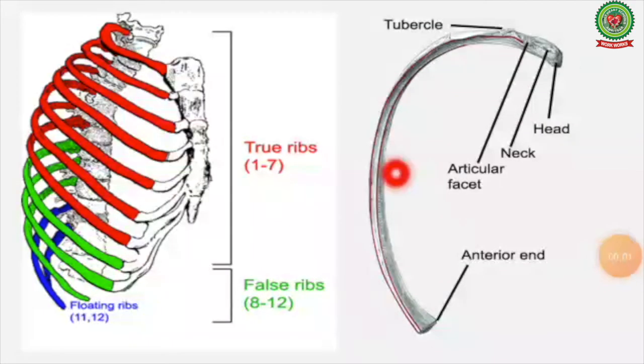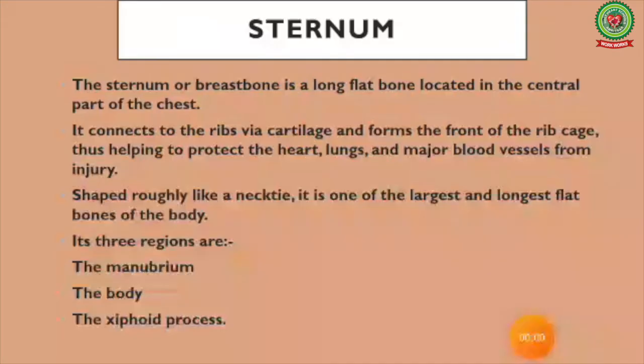In this image, we can see that the 1 to 7 pairs of ribs are directly attached to the sternum, so they are known as true ribs, and then the last 8 to 12 pairs of ribs are false ribs, and the last 2 ribs are floating ribs. They are not attached to the sternum. In this image we can see the structure of each rib having one rounded end and a flat end.